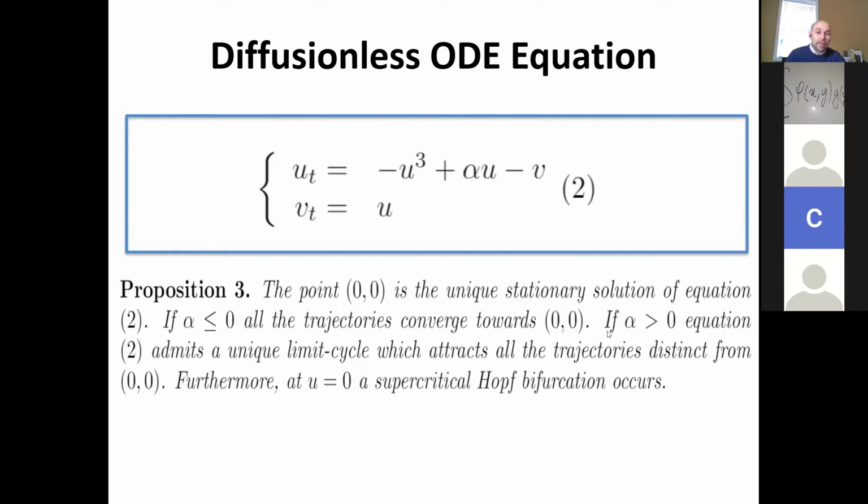And we have more than that. All the initial conditions will converge to this limit cycle, if you don't start at the point 0, 0. So if you don't start at the point 0, 0, all the solutions go toward the limit cycle.